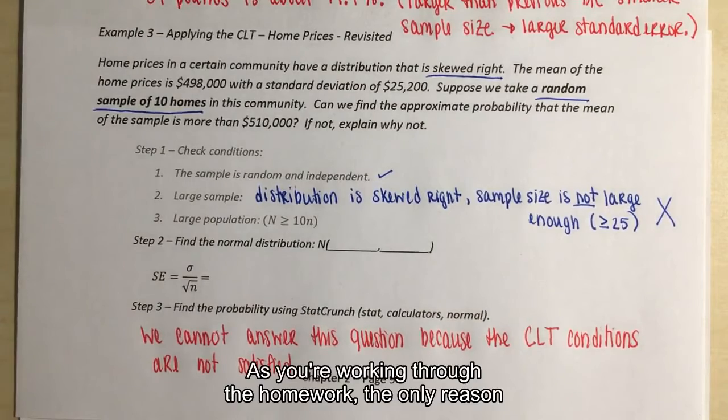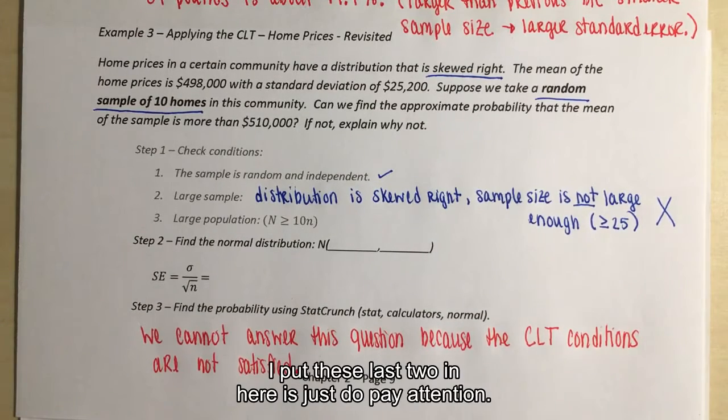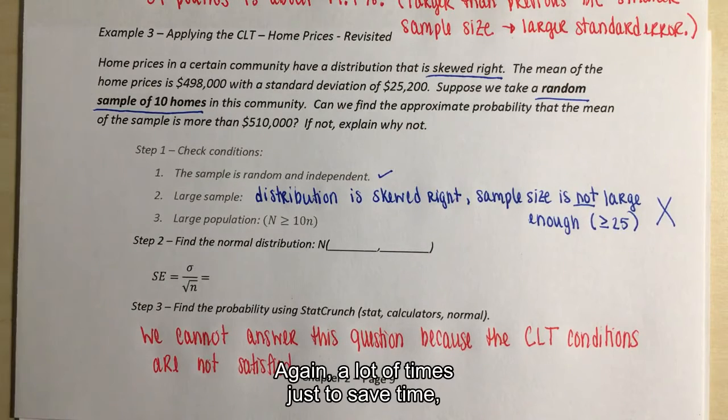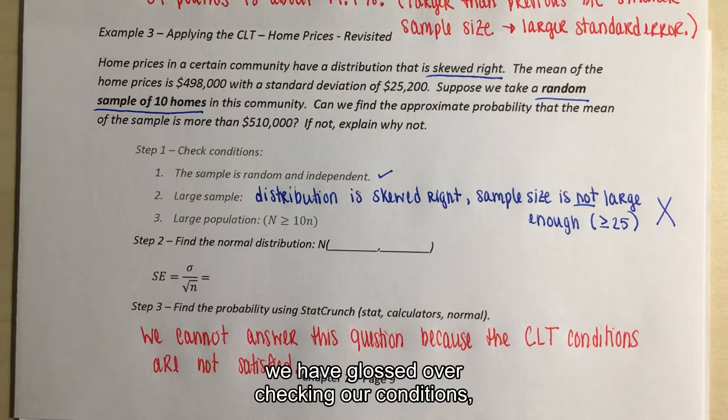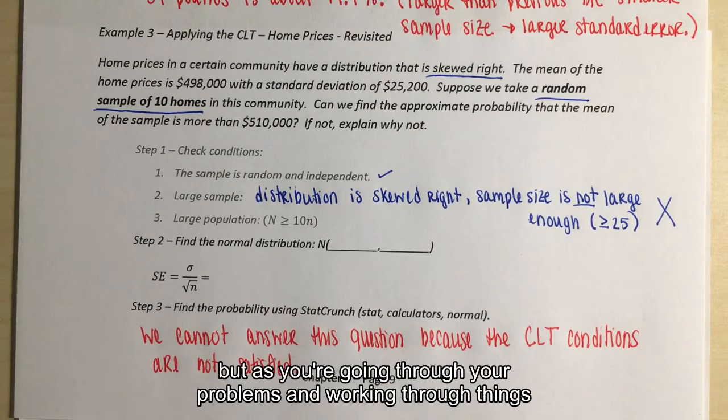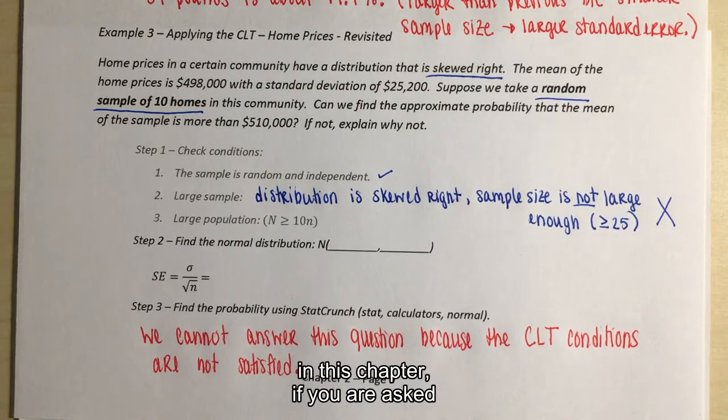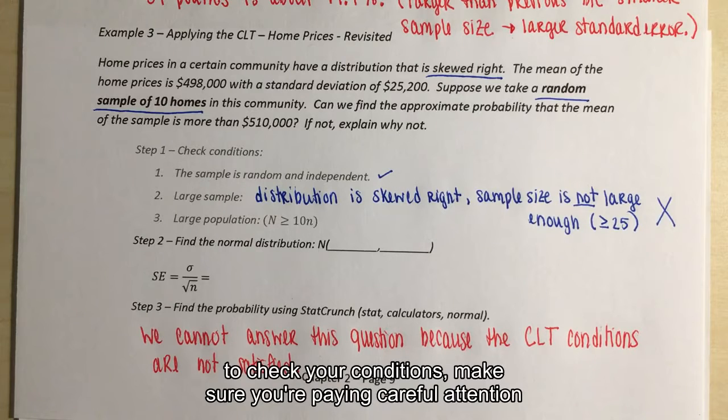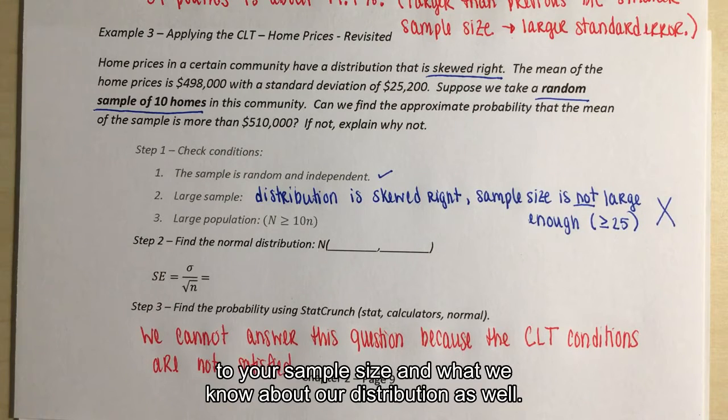As you're working through the homework, the only reason I put these last two in here is just to have you pay attention. A lot of times, just to save time, we have glossed over checking our conditions, but as you're working through things in this chapter, if you are asked to check your conditions, make sure you're paying careful attention to your sample size and what we know about our distribution as well.